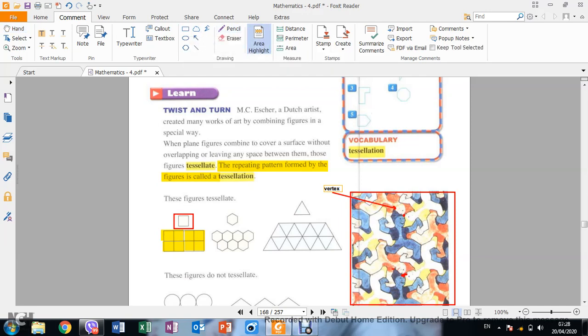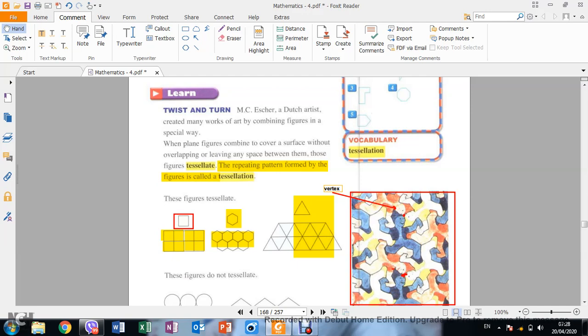Look at this polygon. Look, it is repeated without having any space or any overlapping together. So this is called what? This is called tessellate. This figure tessellates. Or the triangle tessellates. Look again.